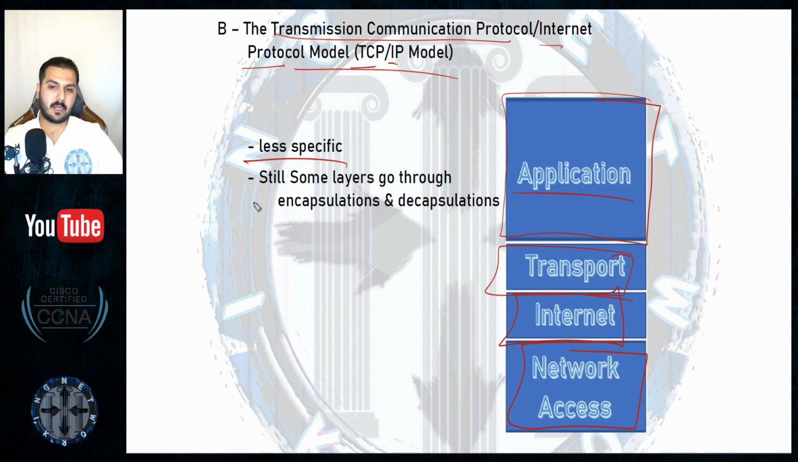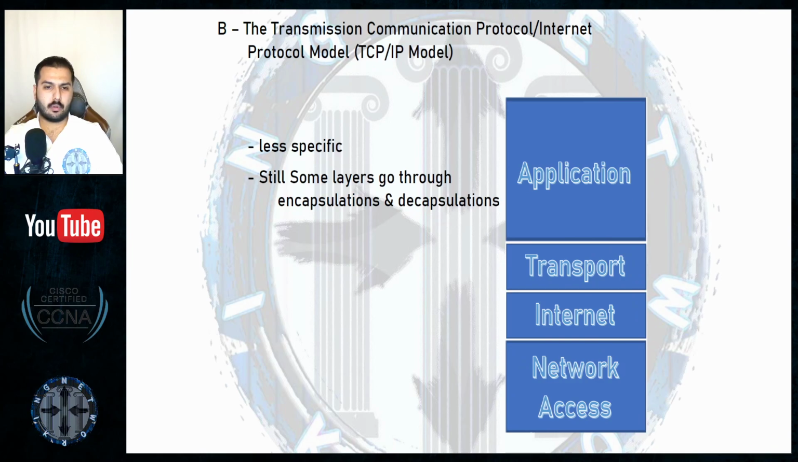Less specific, still some layers go through encapsulation and decapsulation. Yes, you will need encapsulation from 4 to 3, 3 to 2, and vice versa. There you need it from 4 to 3, 3 to 2, 2 to 1, and vice versa as well. So that should be just a very brief introduction regarding the TCP over IP and the OSI model, and that's it. But throughout the course I might mention them, I might tell you this is a layer 3 issue, this is a layer 2 issue, whatever.